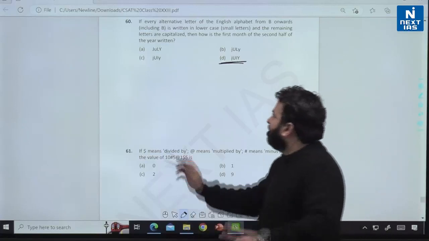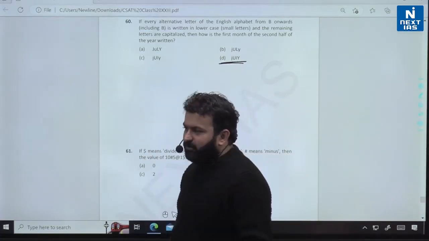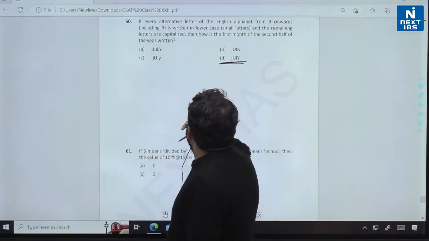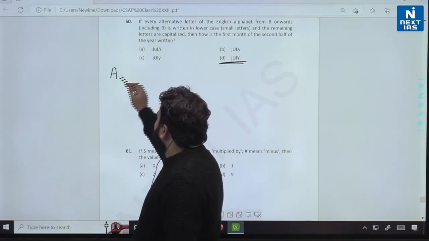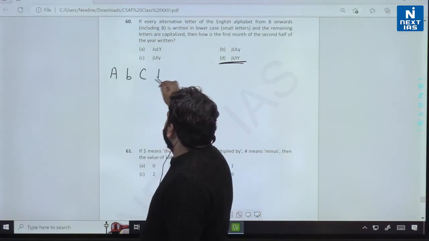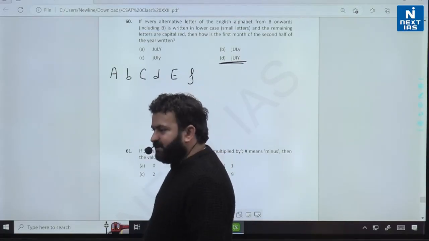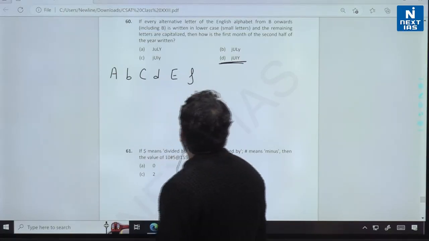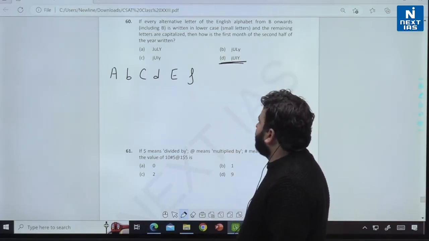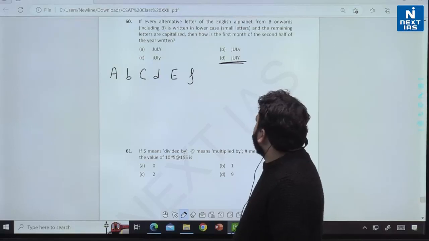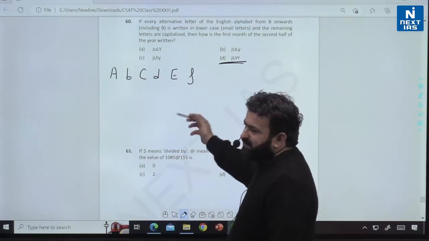If you have written every alternate letter of the English alphabet from B onwards, including B, in the lower case and the remaining letters are capitalized, it means letters are written in this manner: A, b, C, d, E, f, like this. Then the question is, how is the first month of the second half of the year written? So the first month of the second half of the year, it means definitely it is talking about July.